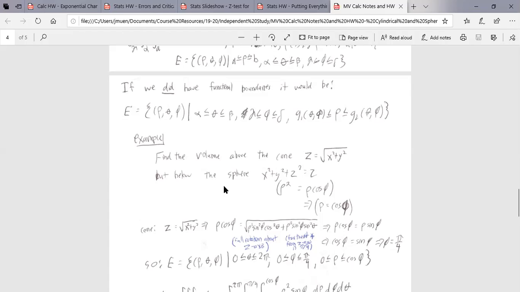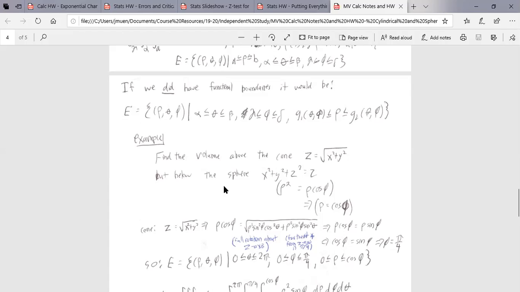And this is going to be our boundary for rho. This is as far as rho is going to go. Rho will go no further than cosine of phi, because if we did, we'd be outside the sphere. So rho goes from 0 to cosine of phi. Easy enough.